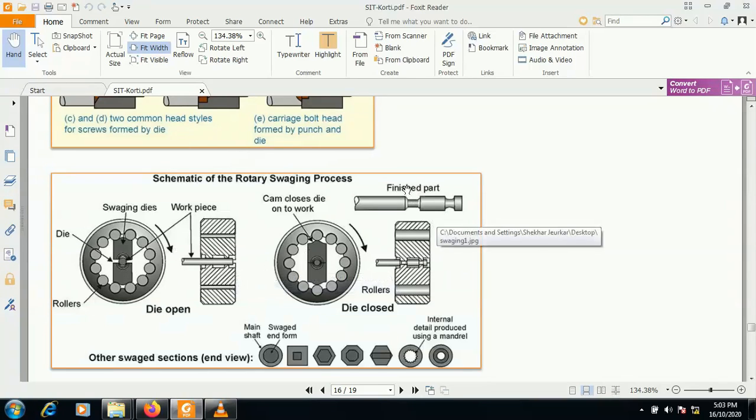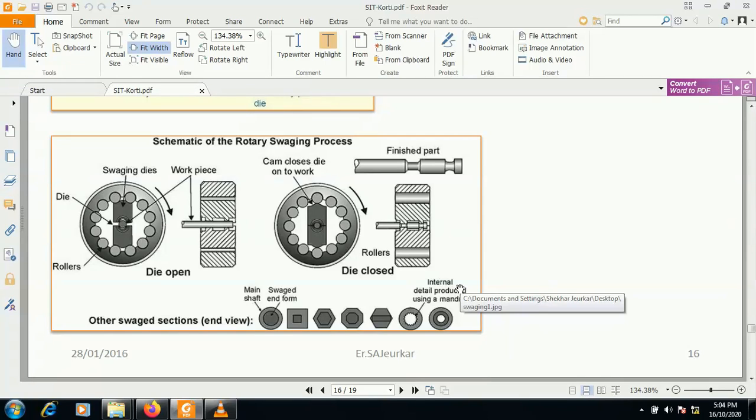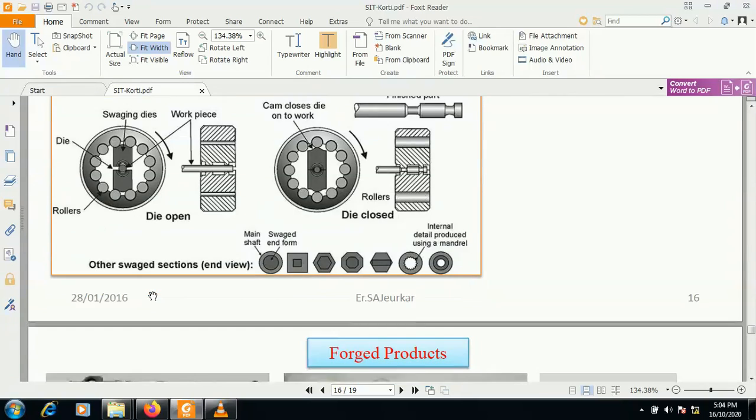Now you can see here this is the finished part. At this location swedging has taken place, at this location also swedging operation has taken place, and each time you will achieve a certain amount of reduction, and this is the rotary swedging process. These are the rollers. Rollers are used to give support to the upper die and lower die. Here, rather than using the words upper die and lower die, we will use swedging dies, because the dies are in rotary condition and the complete process is in rotary condition, and these rollers are applying the compressive force on these dies. This is the schematic of the rotary swedging process.